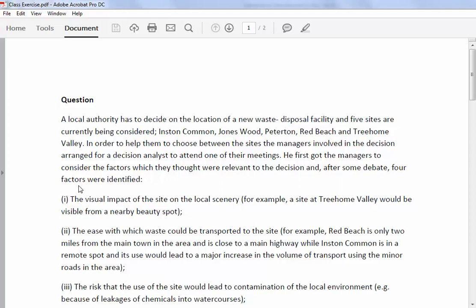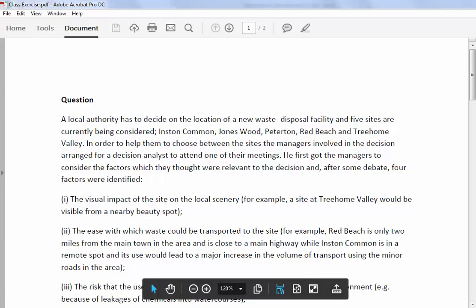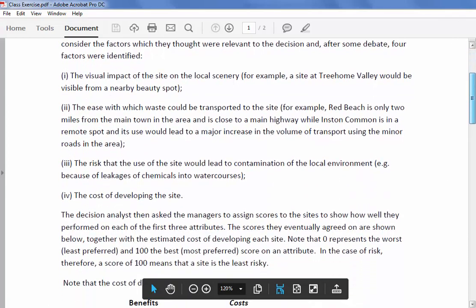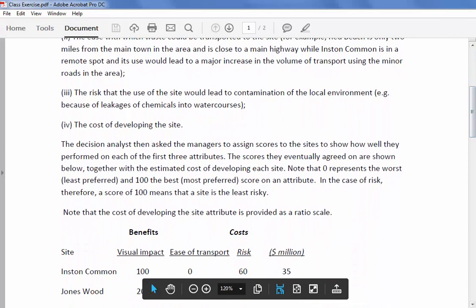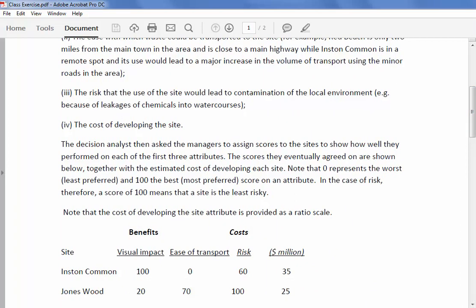He first got the managers to consider the factors which they thought were relevant to the decision, and after some debate, 4 factors were identified. 1, the visual impact of the site on the local scenery. 2, the ease with which the waste could be transported to the site. 3, the risk to the use of the site, that it would lead to contamination of the local environment, and 4, the cost of developing the site.